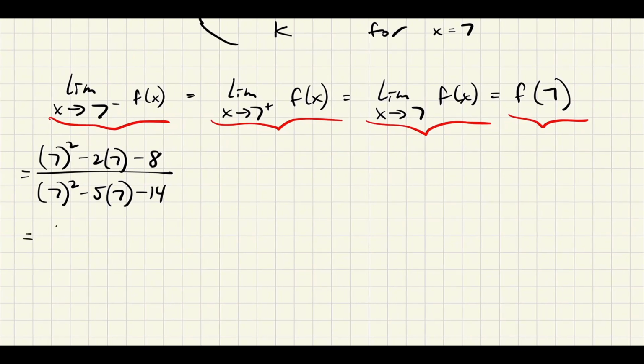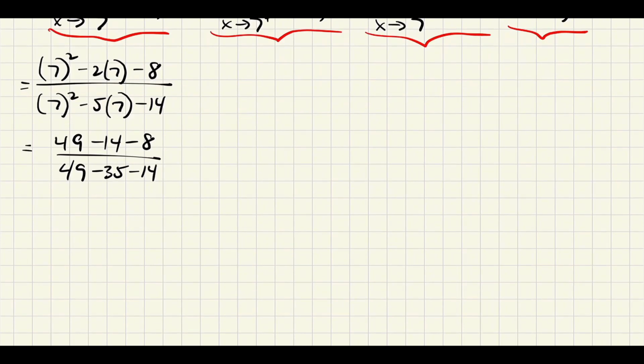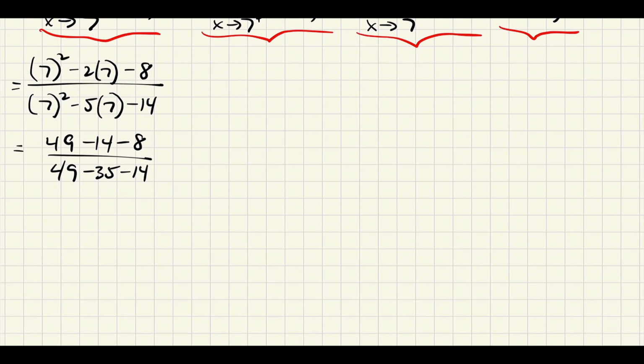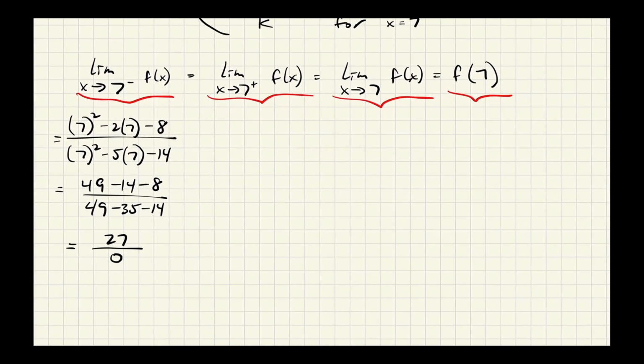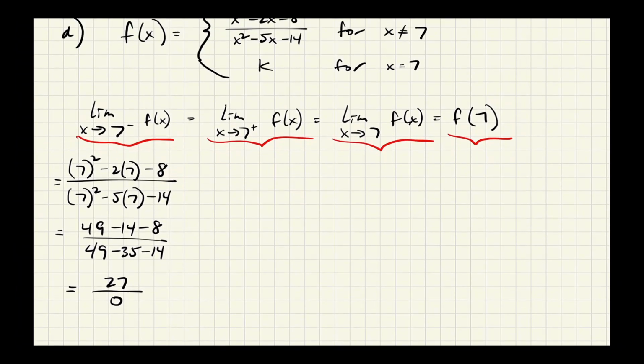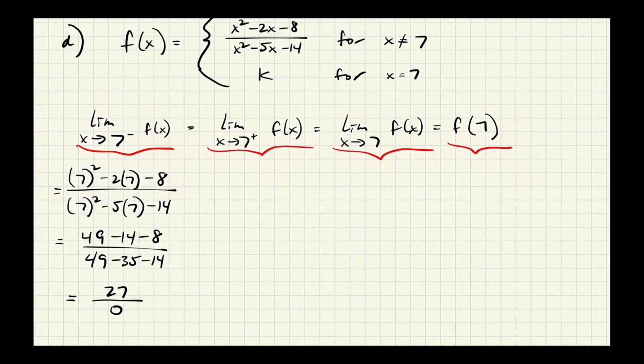So we get 49 minus 14 minus 8, 49 minus 35 minus 14. So yeah, what do we get? We get 0 on bottom, and we get 27? Okay. So what does that mean when we get 0 on bottom and a number on top?